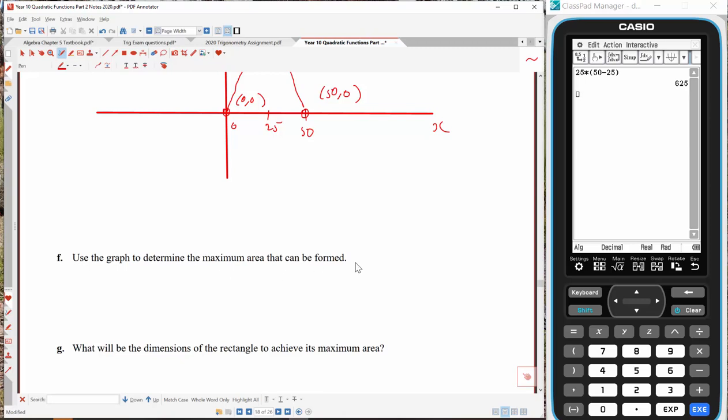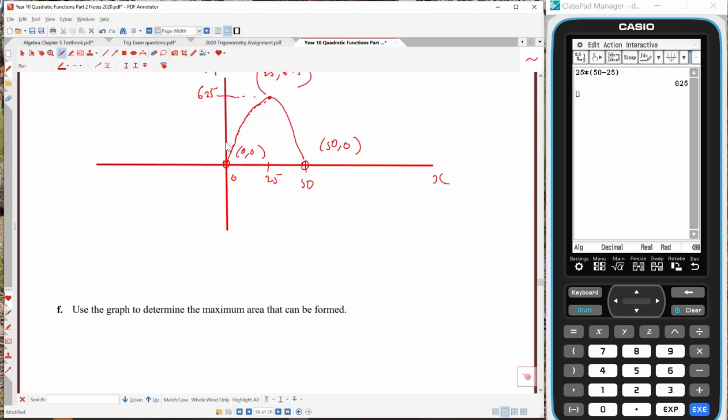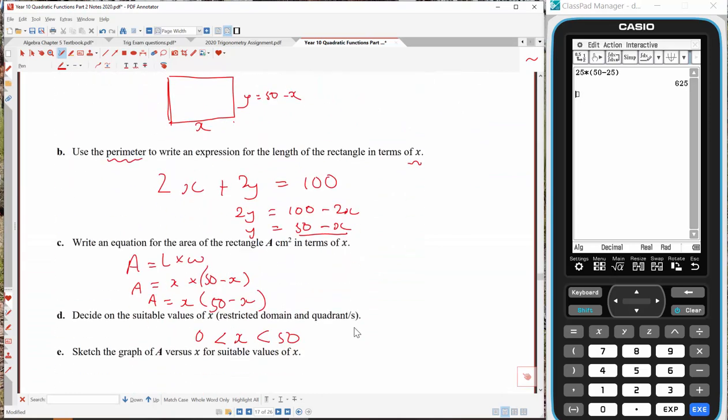Use the graph to determine the maximum area that can be found. So these are all the different areas depending on the value of x chosen. But this is the largest value for area. It's 625. So we're going to say that max area is 625, what is it, centimeters, meters? Centimeters squared.